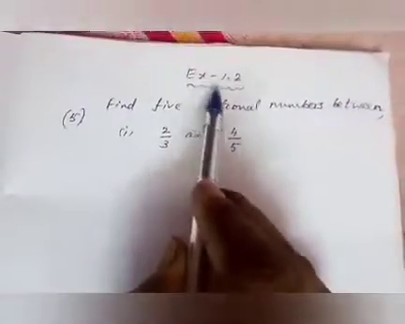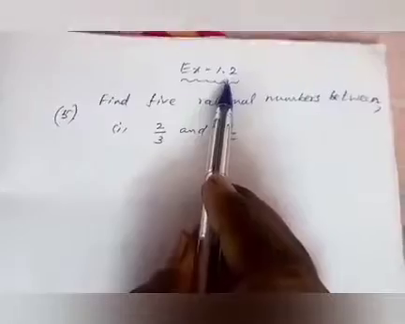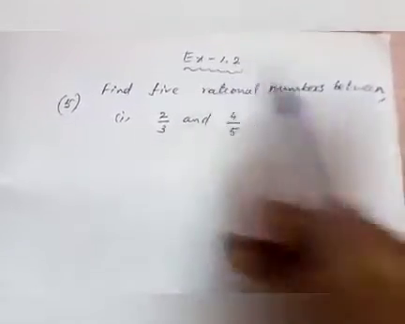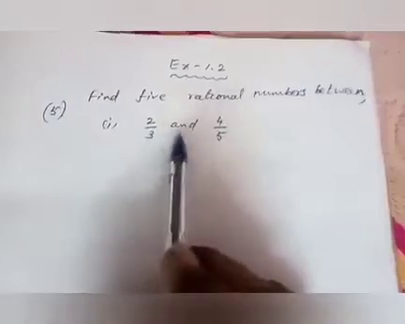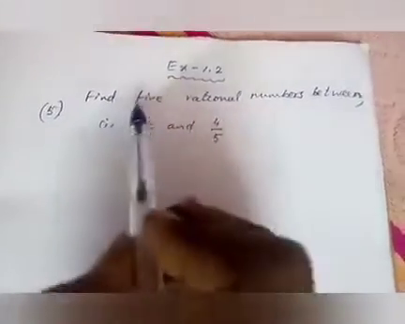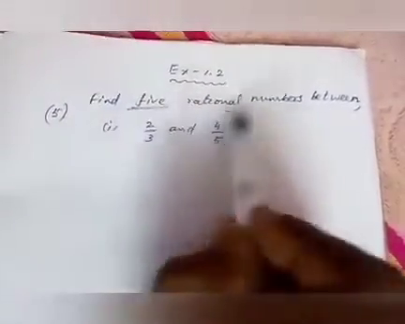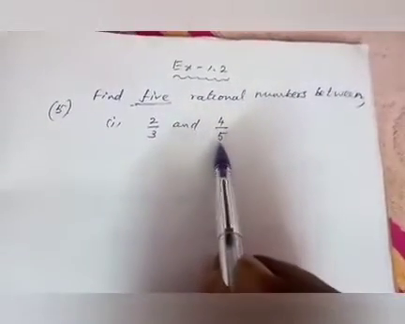Next, exercise 1.2. In exercise 1.2 I will explain a few sums. The remaining sums, do it yourself. The fifth question is: find 5 rational numbers between 2 by 3 and 4 by 5.